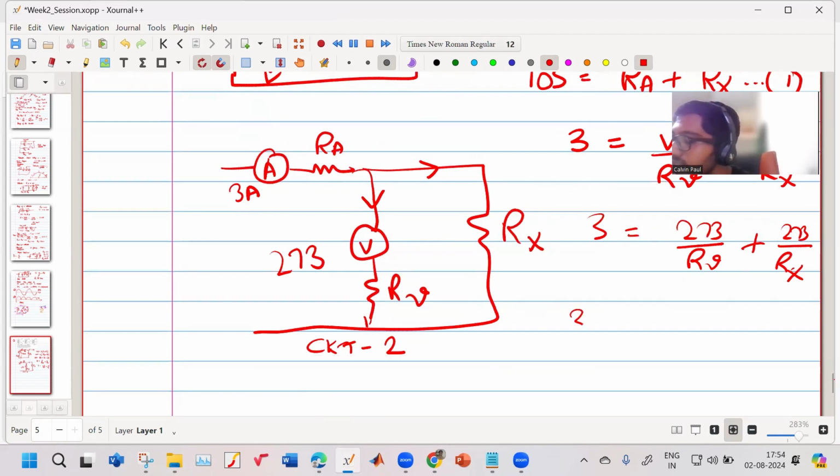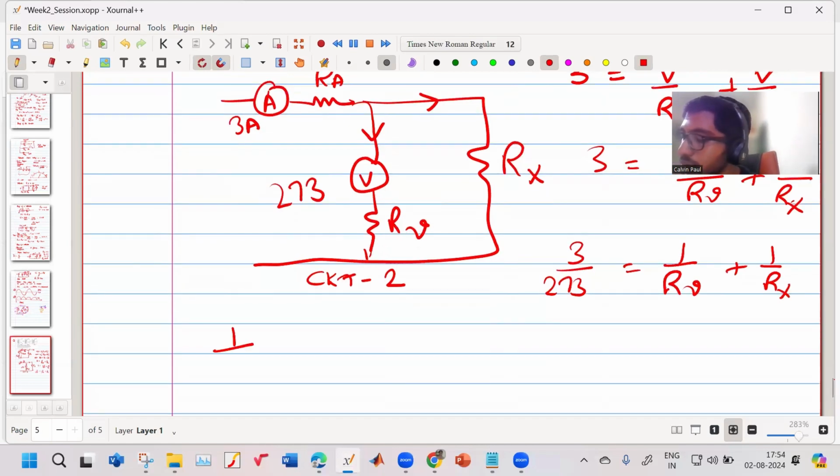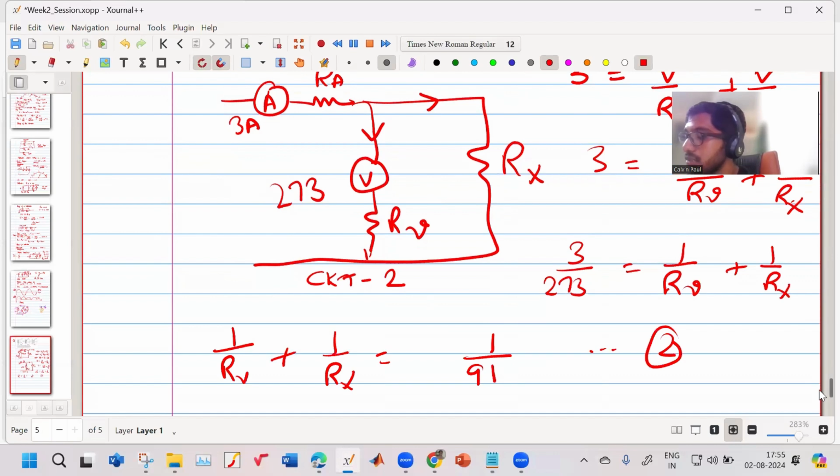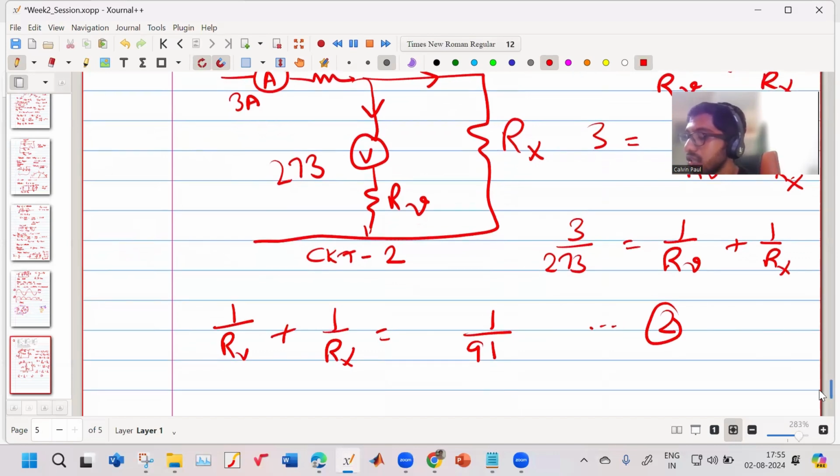So I can also write this as 3 upon 273 is equal to 1 upon Rv plus 1 upon Rx. So 1 upon Rv plus 1 upon Rx is equal to 1 upon 91. Right? This is my second equation, and this I got from circuit 2.